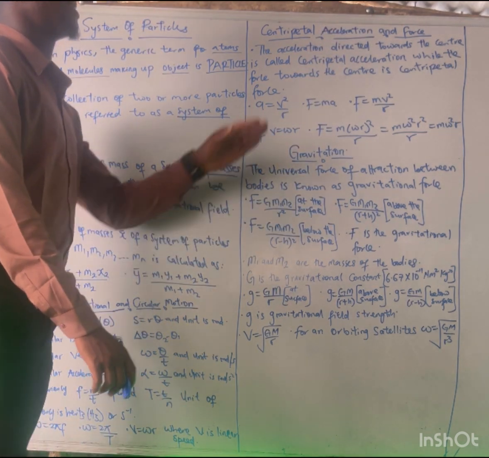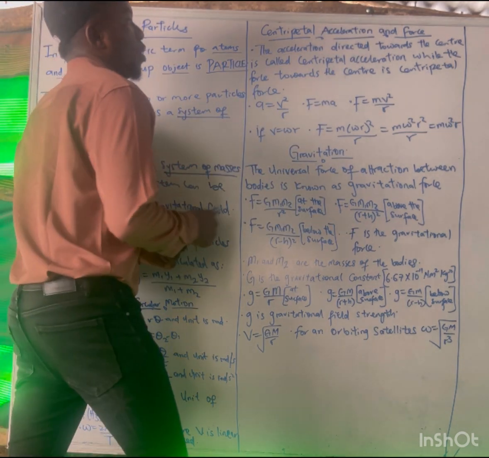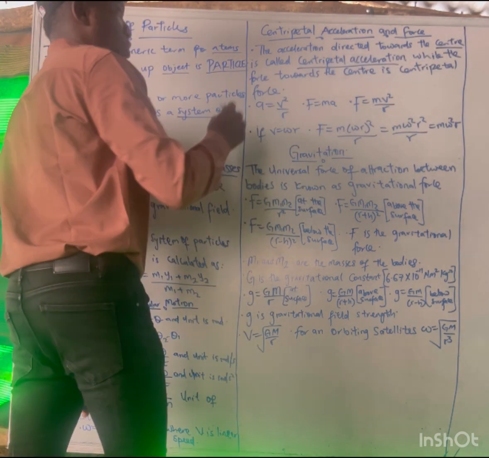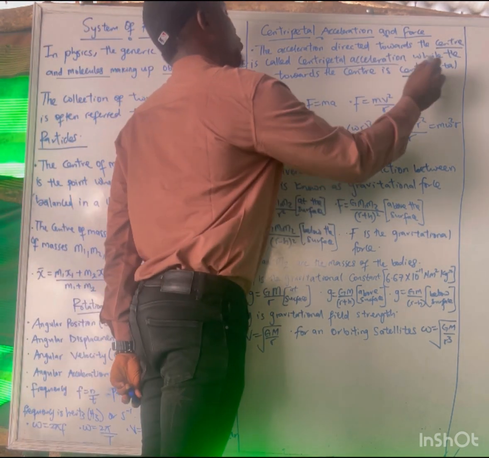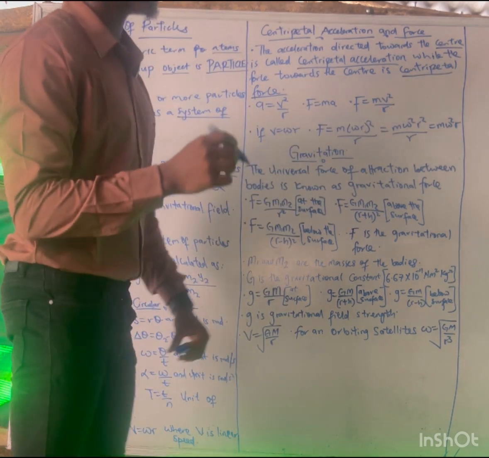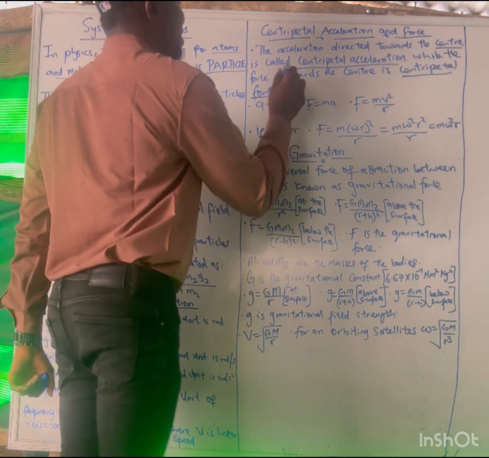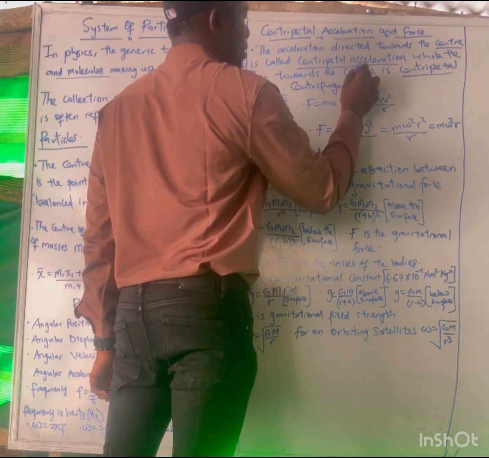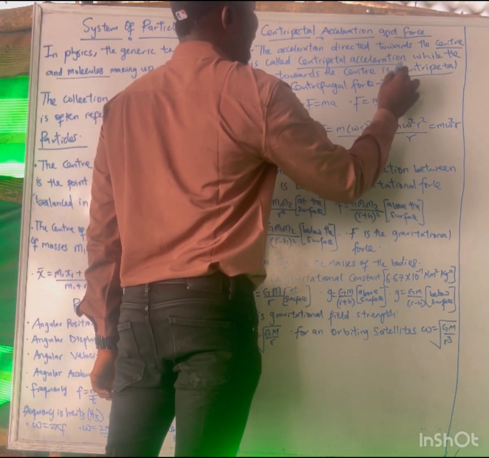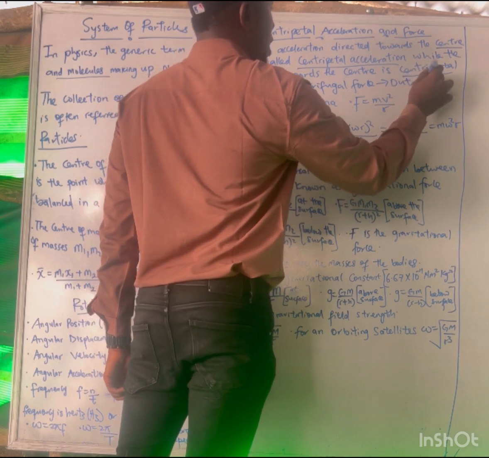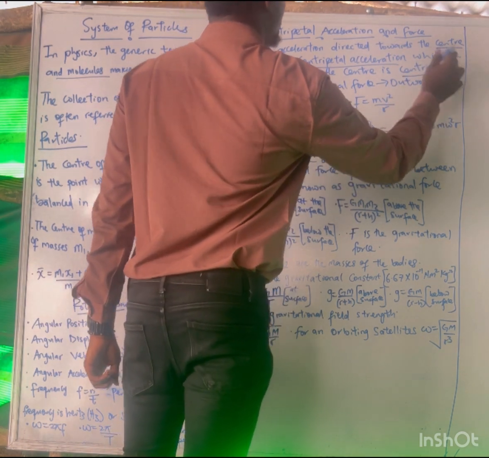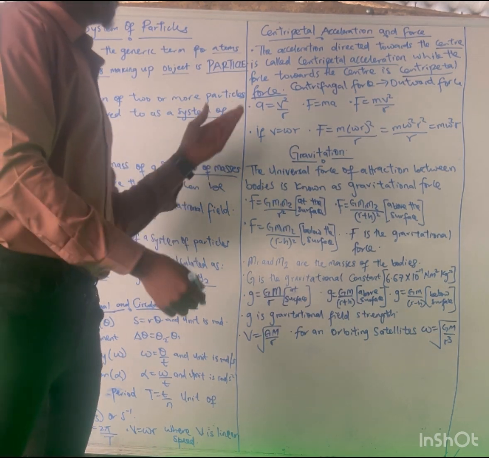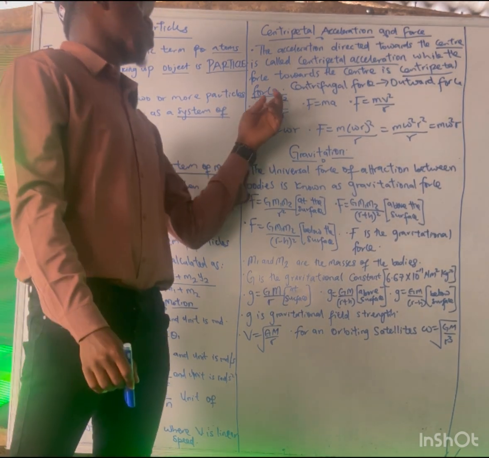The acceleration that is directed towards the center is called the centripetal acceleration, while the force toward the center is called the centripetal force. But we also have the centrifugal force, which is known as the outward force. So the centripetal is the inner force, while centrifugal is the outward force. The formula for the centripetal acceleration a is v squared over r.